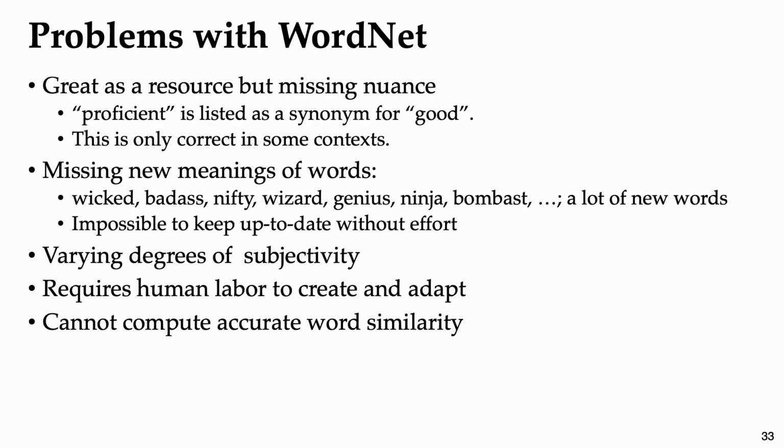Another issue is the amount of human labor required. Creating and maintaining these resources requires continuous human effort. Language evolves constantly, and keeping such systems up to date is labor-intensive and does not scale well. Finally, these approaches struggle to compute accurate word similarity. Even if two words are related, such as cat and dog, which are both animals, they may appear far apart in a dictionary-based structure. The system cannot easily infer how similar they are or how closely related they should be, beyond explicit links that someone manually encoded. These limitations collectively explain why early symbolic approaches, while valuable, were not sufficient on their own, and why more flexible, data-driven representations of language became necessary.